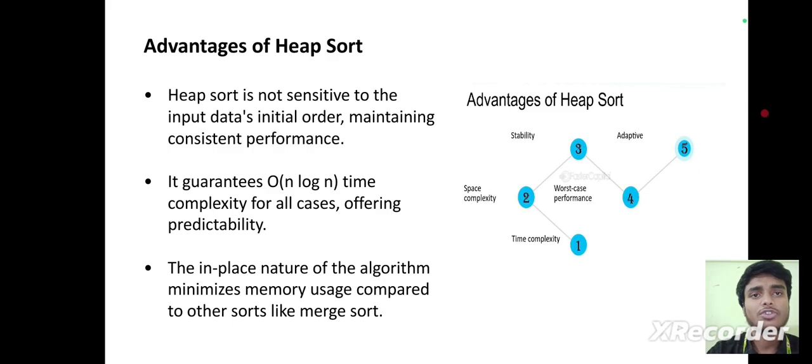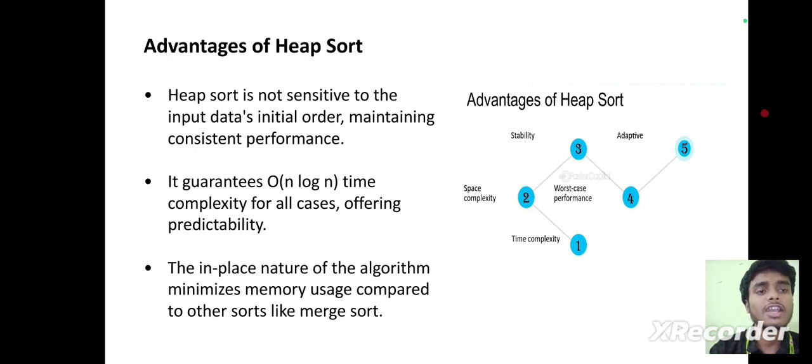Advantages of heap sort. Heap sort is not sensitive to the input data's initial order, maintaining consistent performance. It guarantees O(n log n) time complexity for all cases, offering predictability. The in-place nature of the algorithm minimizes memory usage compared to other sorts like merge sort. In this diagram, we can see the advantages of heap sort.